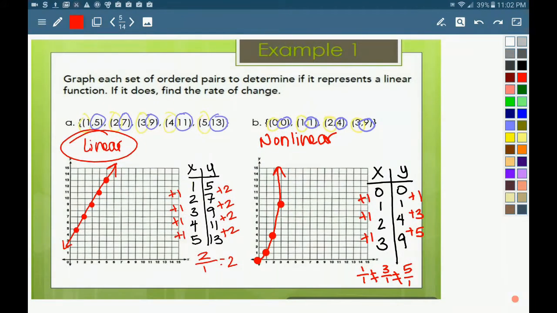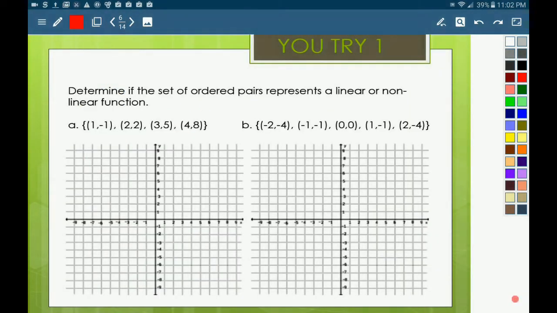So in this first example, we had a linear graph and a nonlinear one. Let's have you guys try this on your U-Try. Go ahead and plot the points, see what they look like on the graph, and determine whether it is linear or nonlinear.